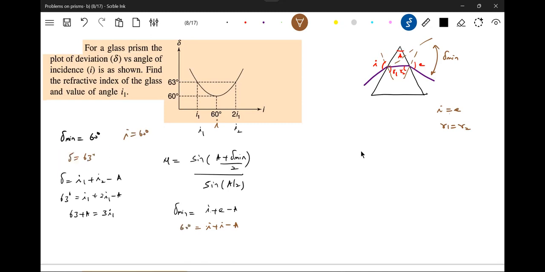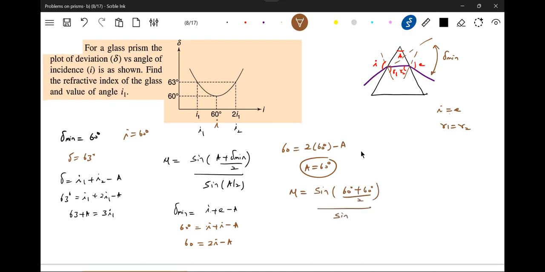So minimum deviation is 60, so 60 equals 2I minus A. What is the value of I? I is 60, so 60 equals 2 into 60 degrees minus A. So A equals 60 degrees. Now once you know A, substitute that A here. Mu is equal to root 3 by 2 divided by 1 by 2, which is root 3.